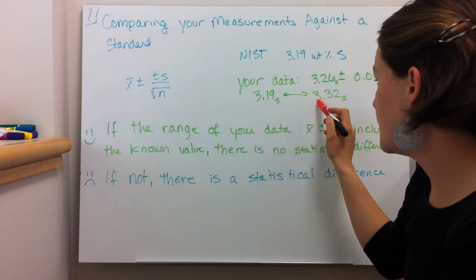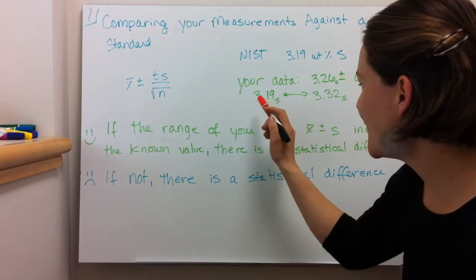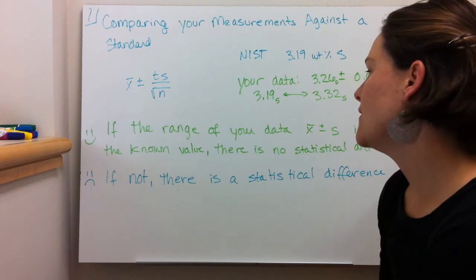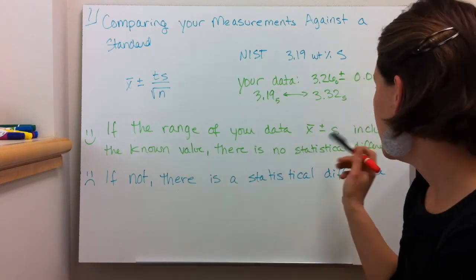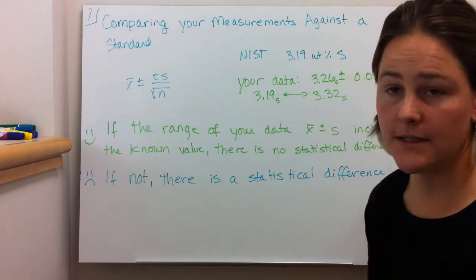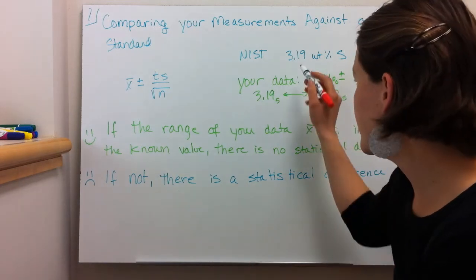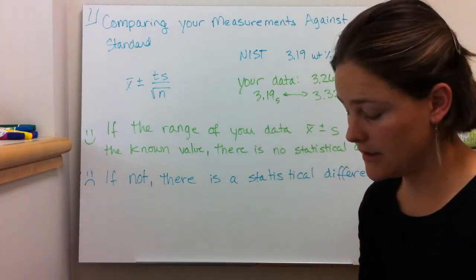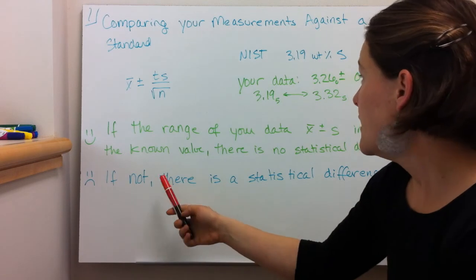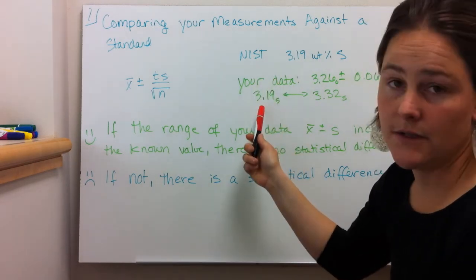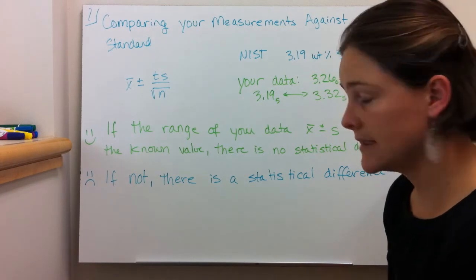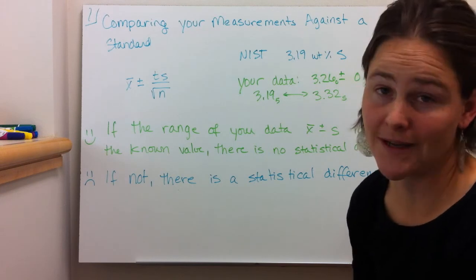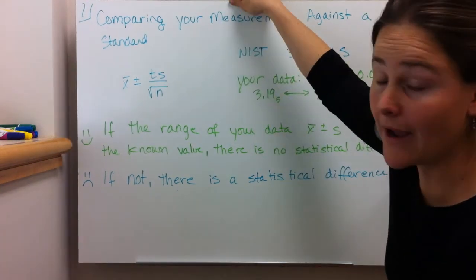3.195 to 3.325. If the range of your data includes the known value, there is no statistical difference. However, you can see that the lower limit is actually a little bit higher than what the NIST standard is, and so the NIST standard value does not lie within the range of your data. There is a statistical difference, and you need to go back to the drawing board and figure out how to make your method more precise or more accurate, but in this case more accurate.